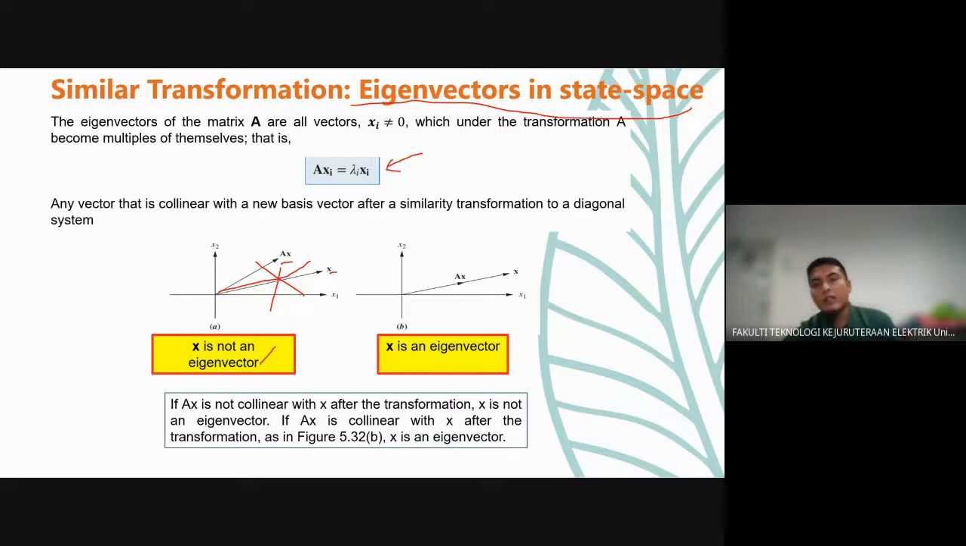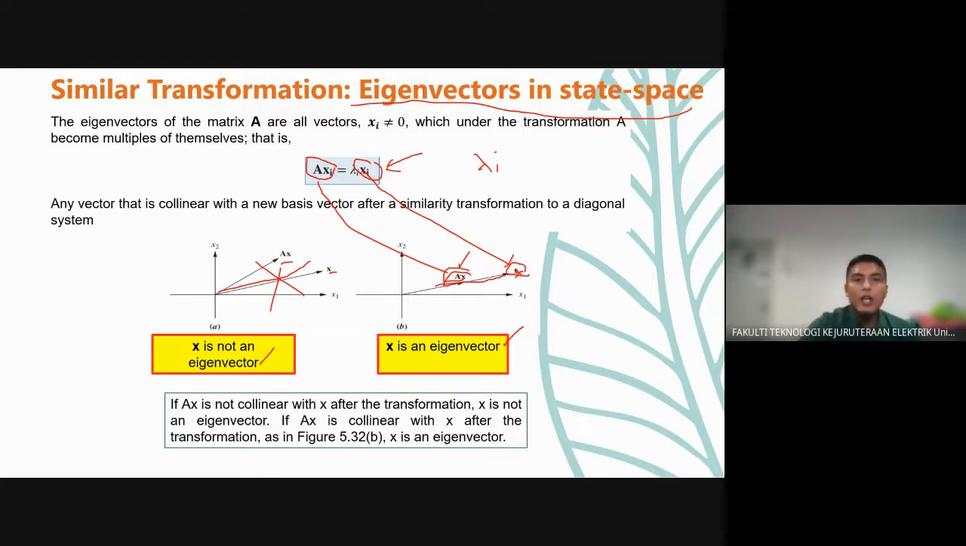This is the meaning of the eigenvector. If the X here is on the same line as the AX, then this is an eigenvector. X here refers to this thing, and AX refers to this thing. The only parameter that can make X and AX point in the same direction is the lambda I value, the parameter that moves X to become the same line as AX.